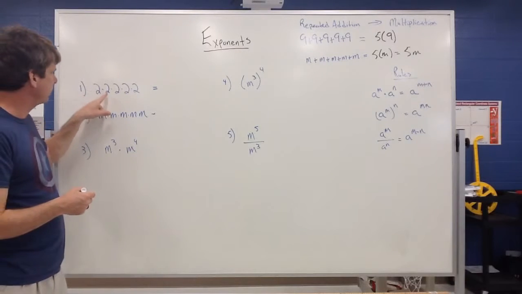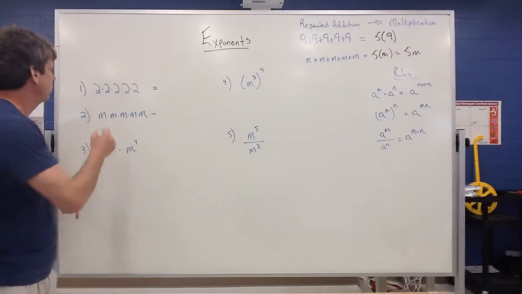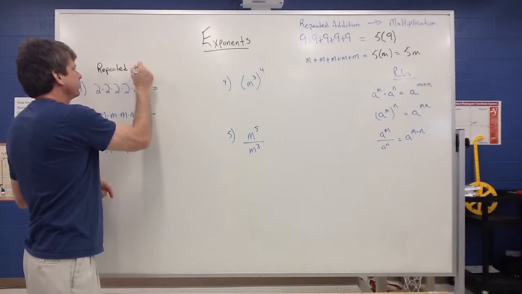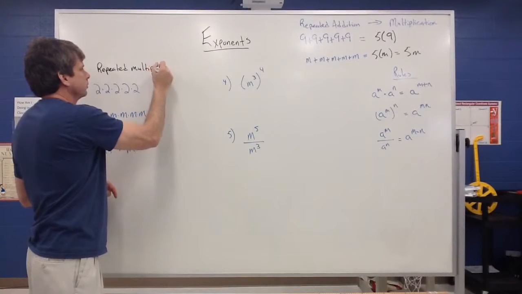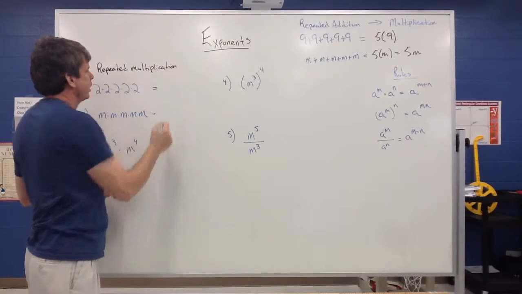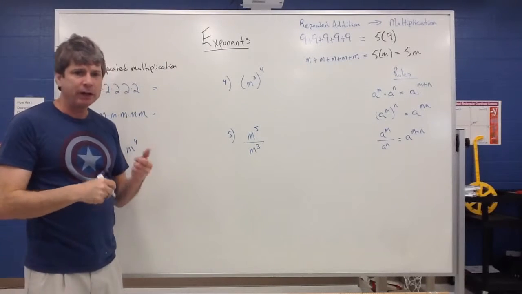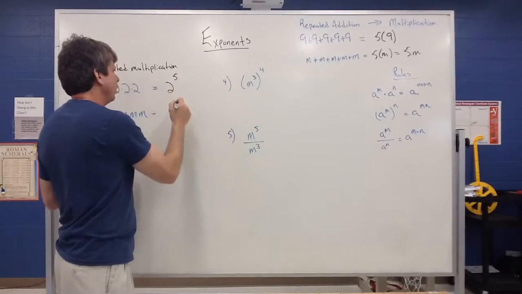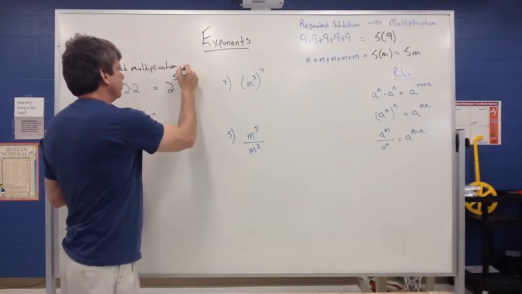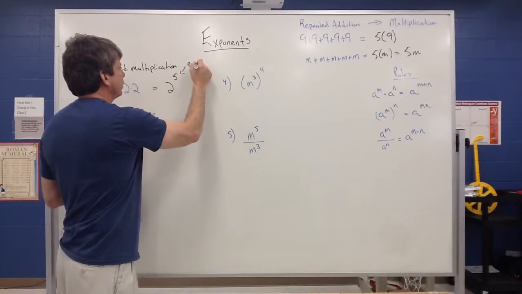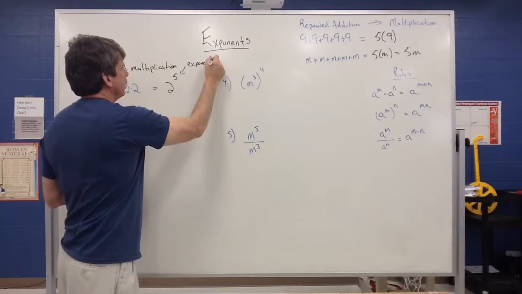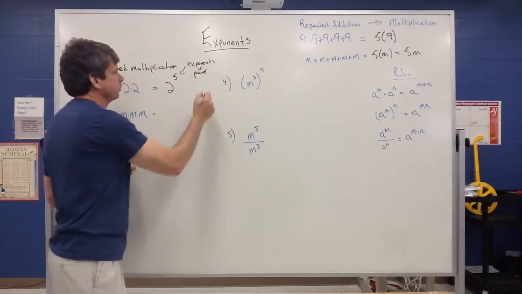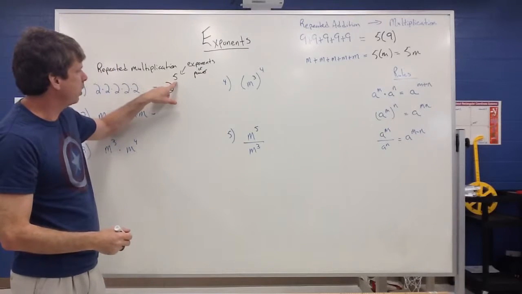So if I see 2 times 2 times 2 times 2 times 2, notice that's repeated multiplication. If I have repeated multiplication, that's when I'm allowed to use what we call exponents. So I can raise this to 2 to the 5th power. This number here is referred to as an exponent, or we also sometimes use the word power. So I could read that as 2 to the 5th power.